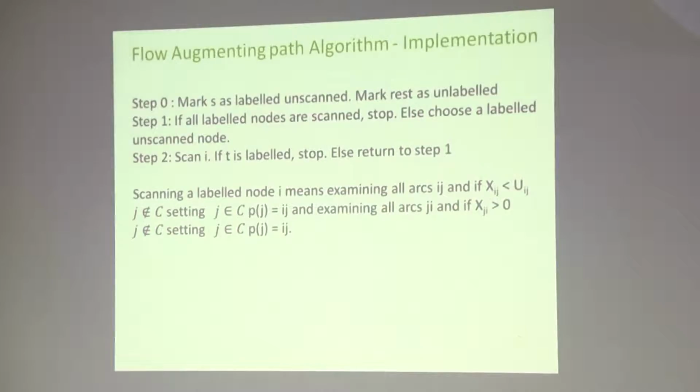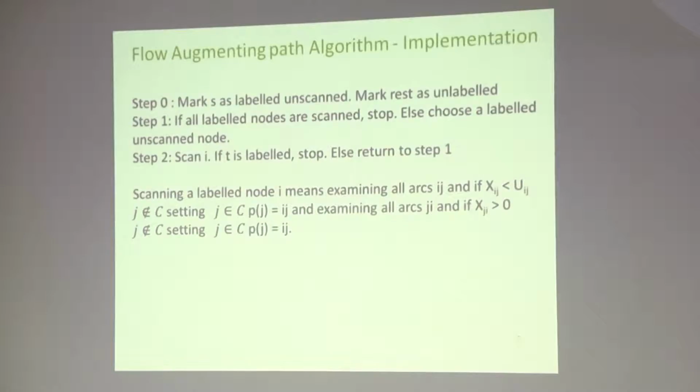So the implementation of the flow augmenting path is this. Mark S as labeled and unscanned, and mark the rest of them as unlabeled. This is the source, labeled and unscanned. If all labeled nodes are scanned, stop; else choose a labeled unscanned node and scan I.